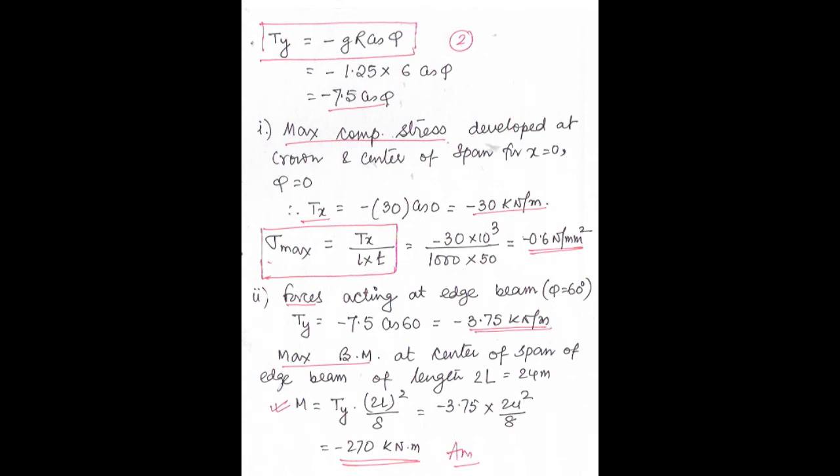Now the membrane force along the y direction, that is Ty, is given as minus g r cos phi. The g value is 1.25, r is equal to 6. So this gives us minus 7.5 cos phi.